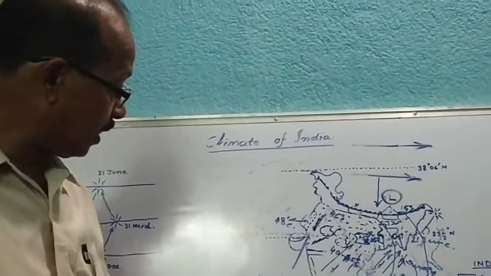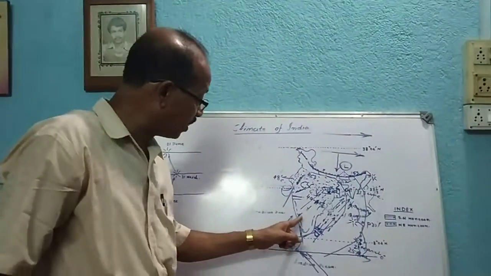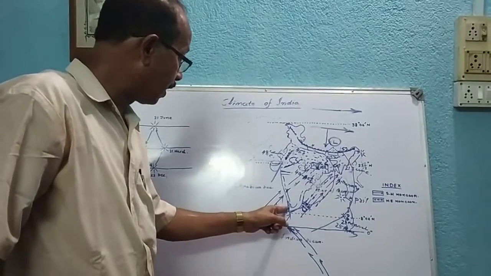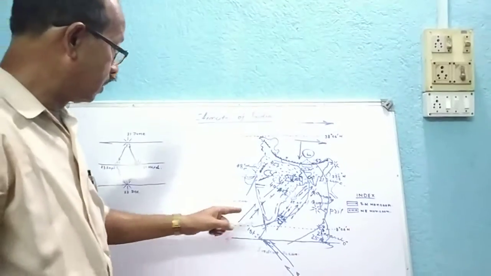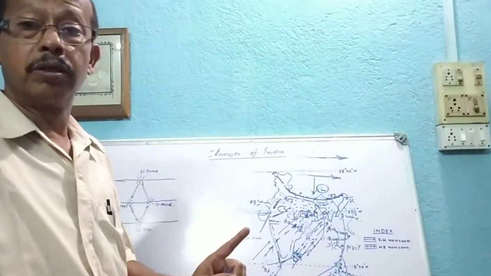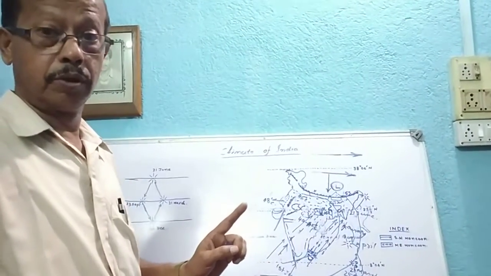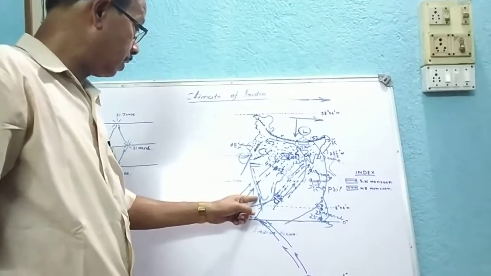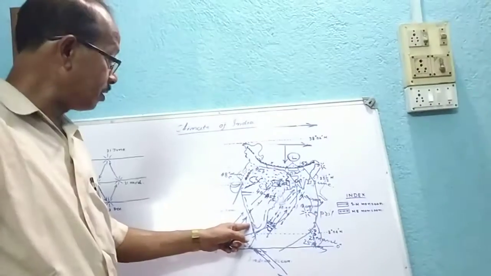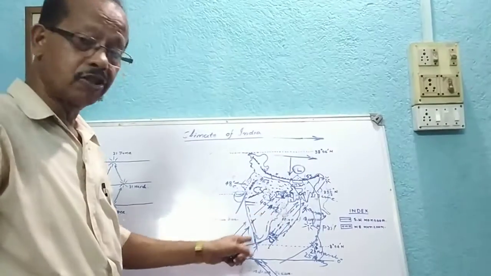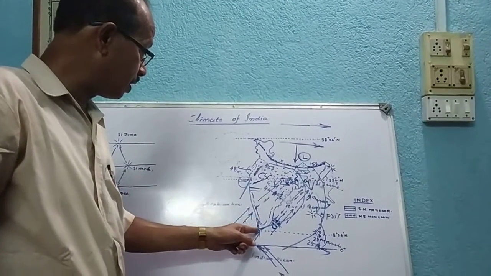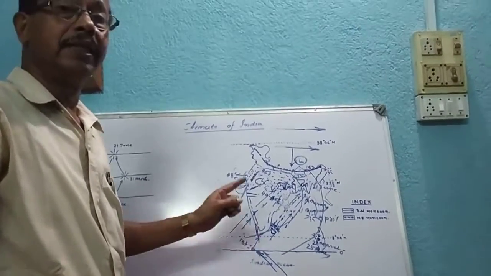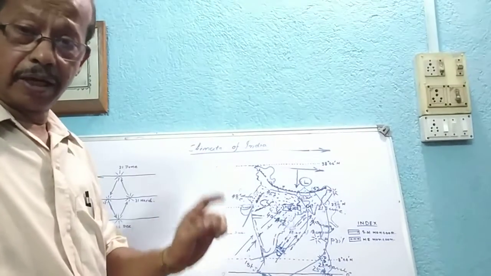Whenever this moisture laden air mass gets prevented by the Western Ghats along the coast of Kerala, huge rainfall occurs. That is called the burst of monsoon. That means at the beginning of the rainy season, the first rainfall is received by the western coast of Kerala. This is called the burst of monsoon.